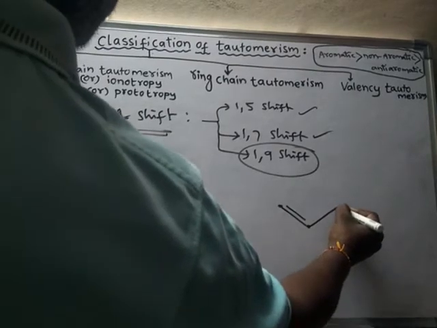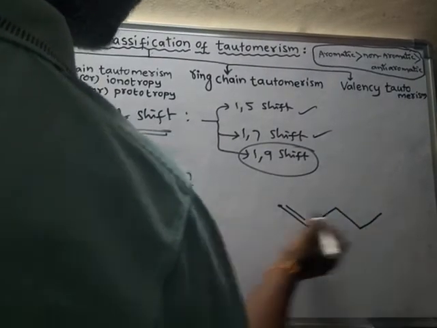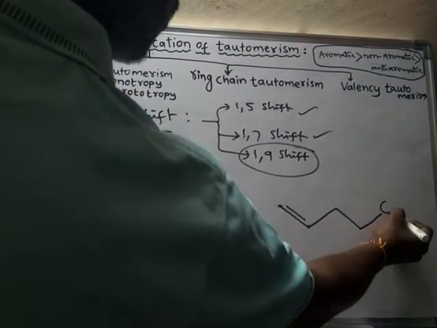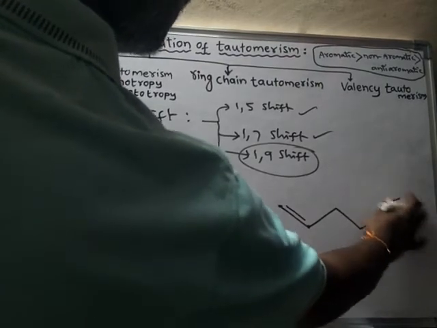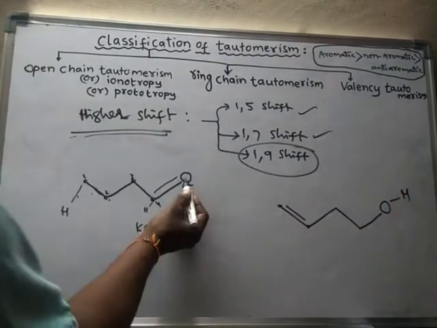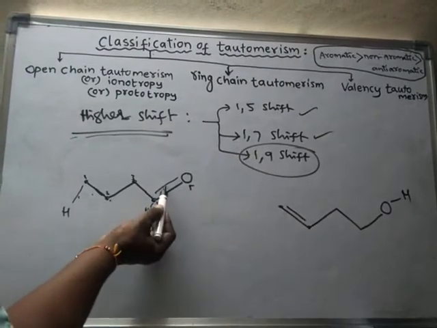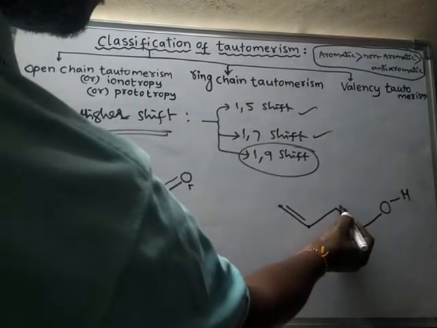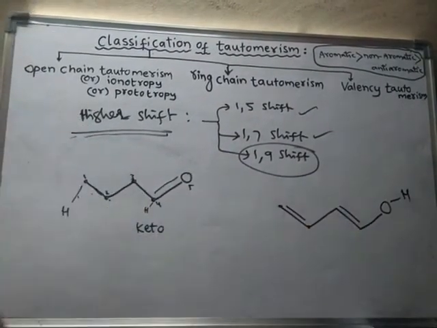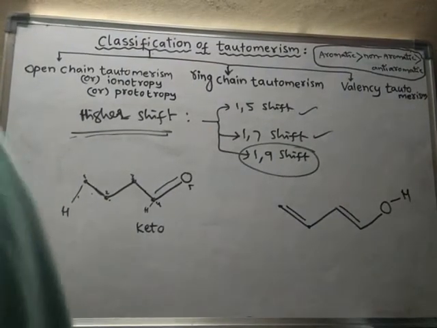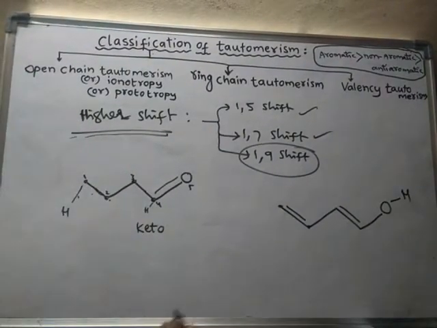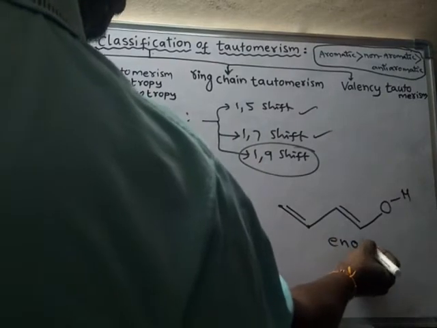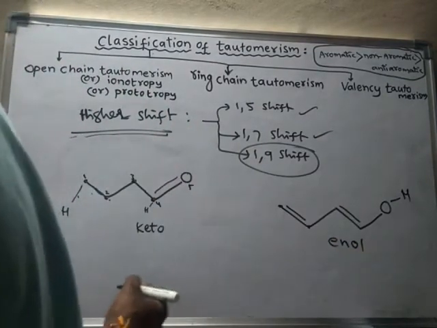Now what happens? This hydrogen is shifted to oxygen. It forms OH. And between carbon and oxygen there is a double bond. So this double bond will shift here. Okay, finally, this is called the enol form. Enol. So this is an example of a 1,3 shift.